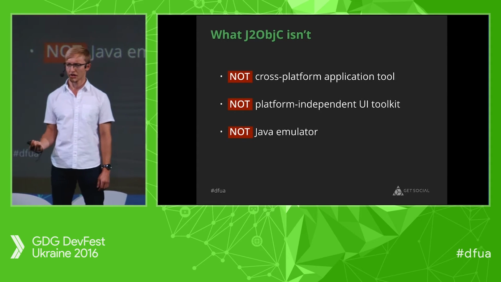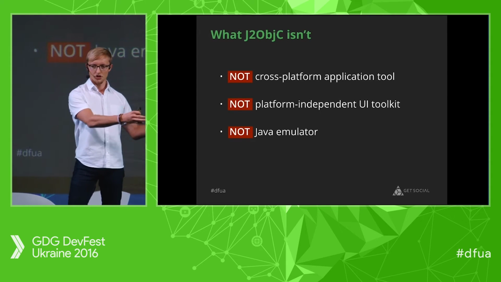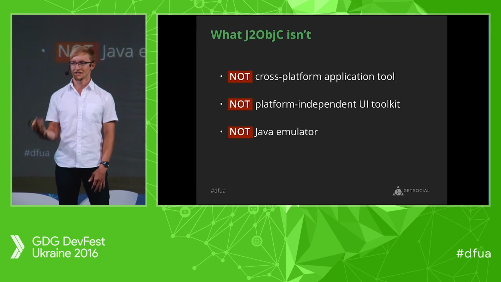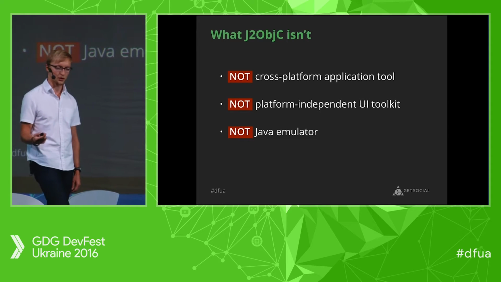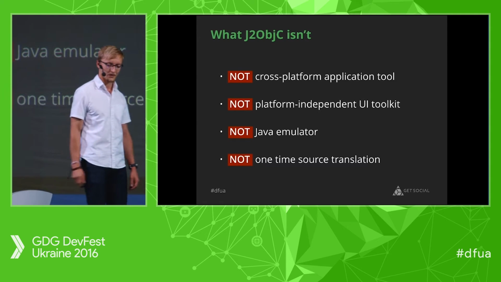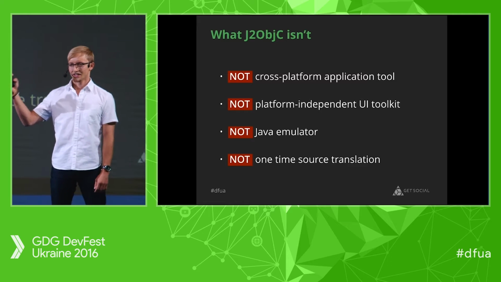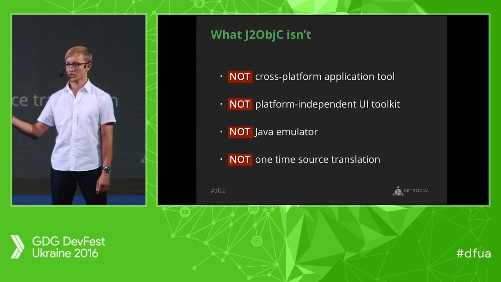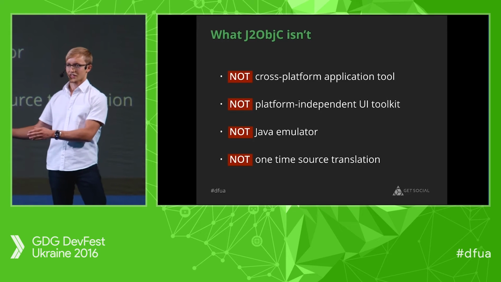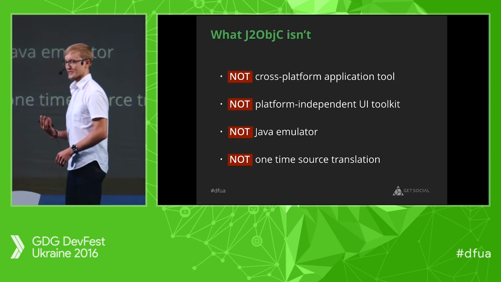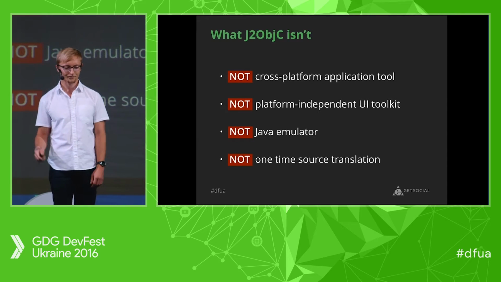It's not a Java emulator. As I mentioned before, we are cross-compiling from Java to Objective-C, and J2ObjC-compiled code works just like handwritten Objective-C code on the iOS side. And it's not a one-time source translation. That means that translated Objective-C code should not be modified. You make changes in Java code, and it is automatically, or not automatically, depending on your setup, cross-compiled to Objective-C.